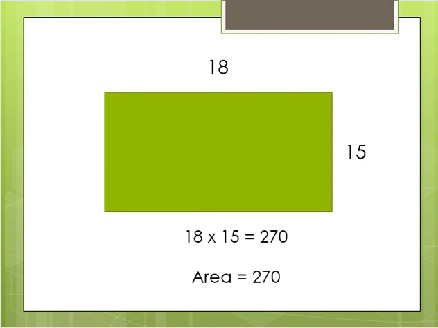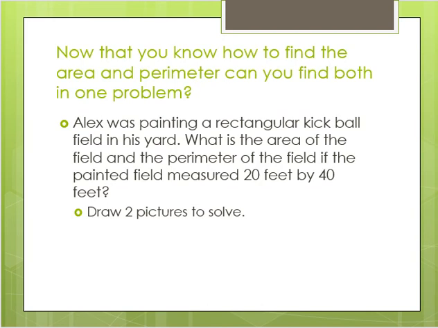18 by 15. So 18 times 15 equals 270. So the area of the back porch was 270. So now that you know how to figure both area and perimeter, let's see what you can do by looking for both in one problem.